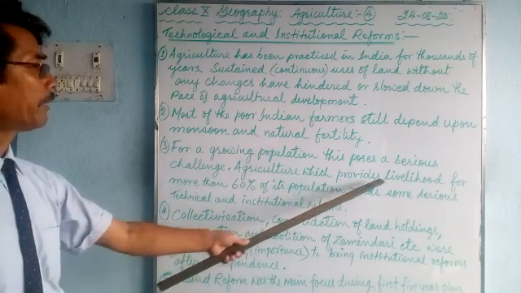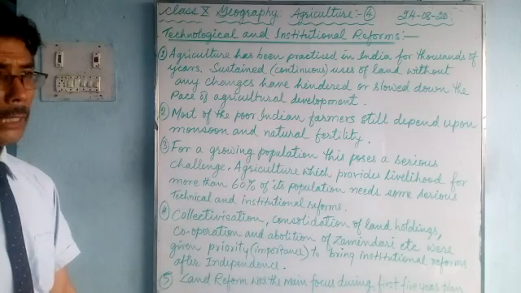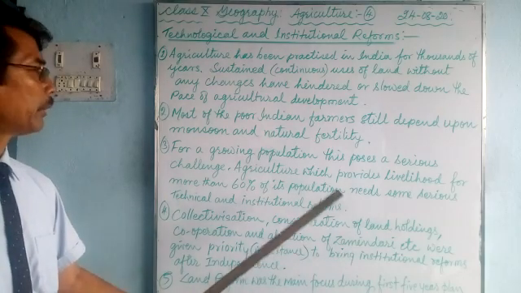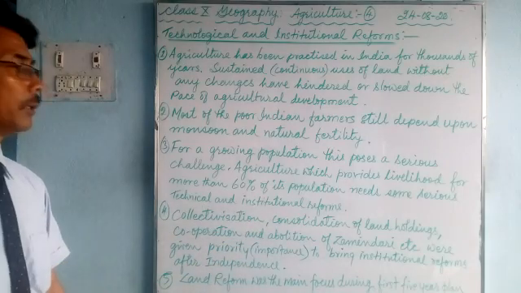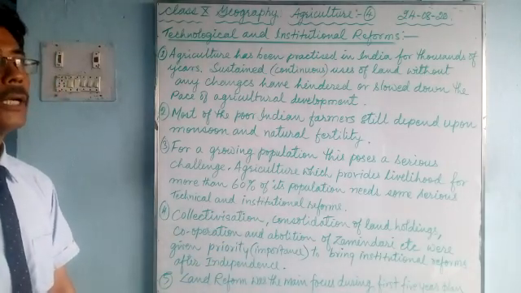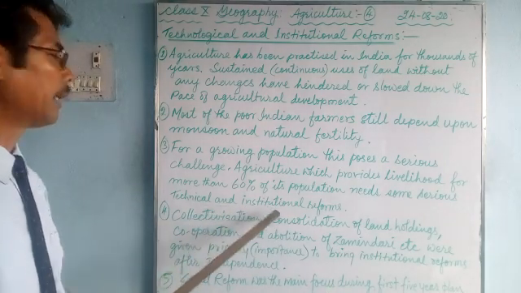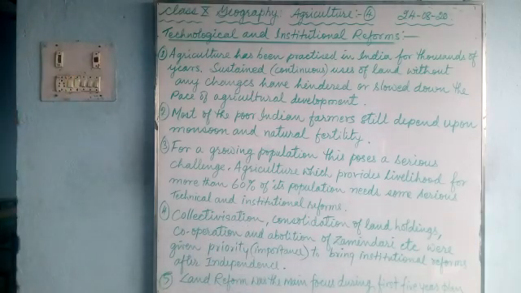Agriculture, which provides livelihood to more than 60% of the Indian population, needs some serious technical and institutional reforms. In India, agriculture needs real reforms, technical and institutional. New technologies have to be implemented, and institutional reforms, new methods, new research centers have to be made.